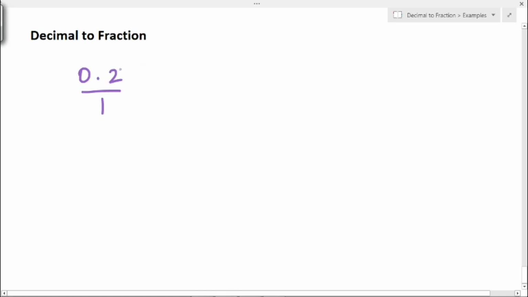Here we have 0.2, so the decimal ends at the 10th place, right? Because we have only one digit. So that is the 10th place. Now we have to multiply and divide it by 10. So that is times 10 divided by 10. Now this will become 0.2 times 10, that is 2, divided by 1 times 10, which is 10.